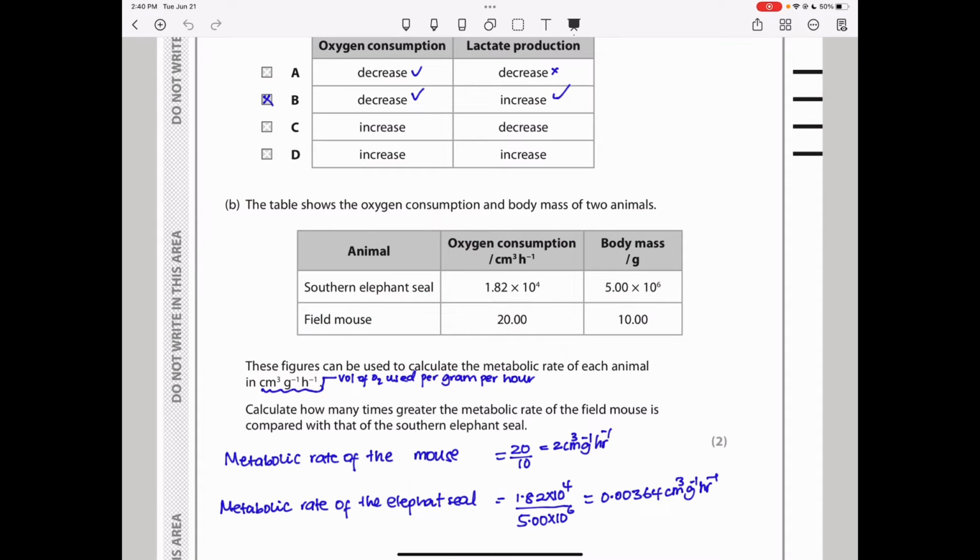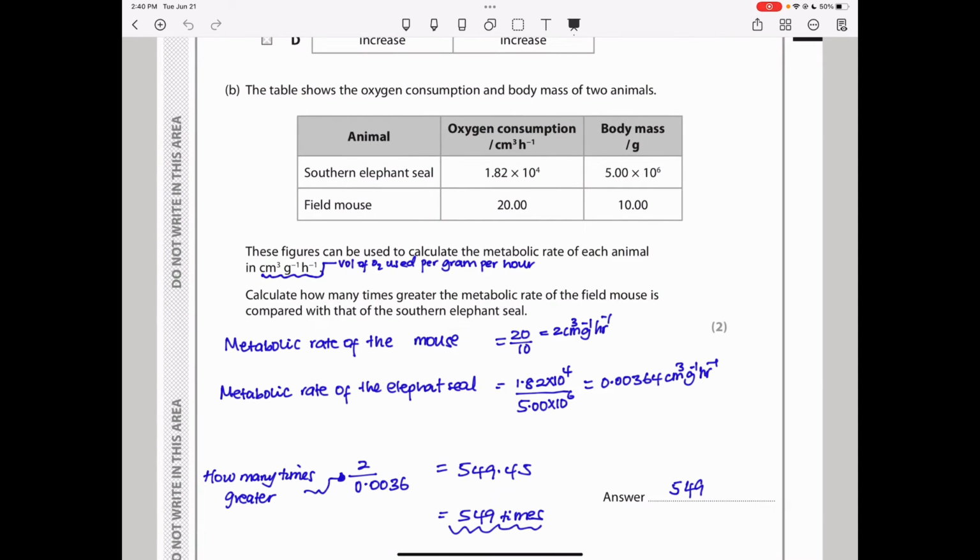The oxygen consumption is, you can see here, 1.82 times 10 power 4, and here 20, of course, centimeters cubed per hour. The body mass, of course, the elephant is really, really huge in comparison to the mouse. So they say these figures can be used to calculate the metabolic rate of each animal in centimeters cubed per gram per hour. So let's continue. They say calculate how many times greater the metabolic rate of field mouse is compared with that of the southern elephant seal. So we have to calculate the metabolic rate of the mouse.